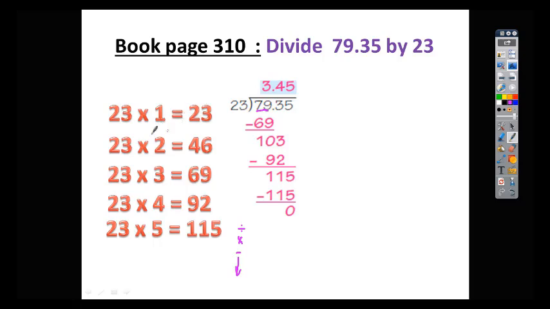23 times 1 equals 23. 23 times 2 equals 46. 23 times 3 equals 69. You can complete the table, but here I need only up to 5. So that's why I write up to 23 times 5.